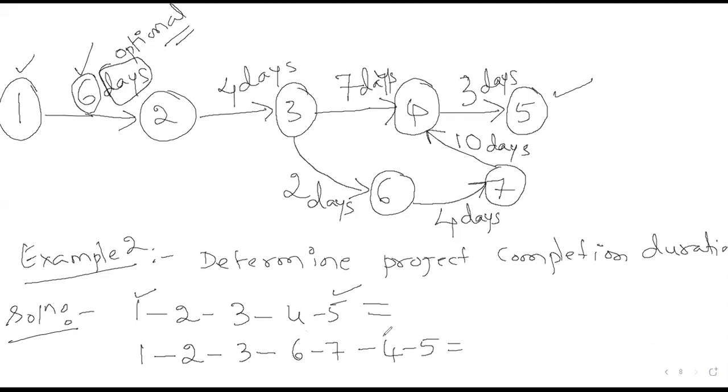That's right. And what is the path duration for this? 1 dash 2, how much is the path duration? 20 days, because 6 plus 4 plus 7 plus 3. And this should be 6 plus 4 plus 2 plus 4 plus 10 plus.